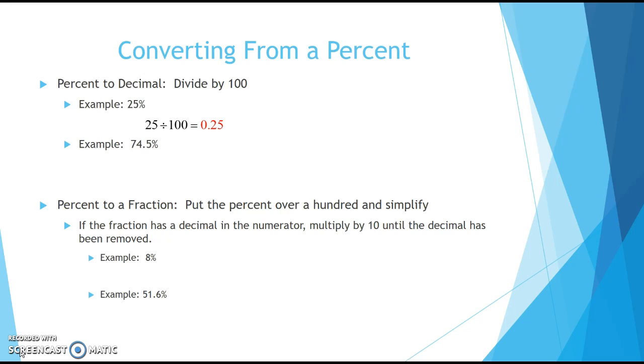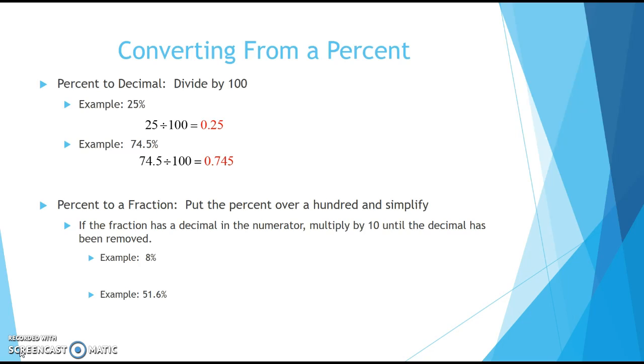74.5% or 74.5 parts per 100 divided by 100 means 0.745 or 745 thousandths. Now from a percent to a fraction, just put the percent over 100 and simplify. The only catch is if the fraction has a decimal in the numerator. Then we're going to have to multiply both the numerator and the denominator by 10 till the decimal has been removed. And I'll show you that example in the second one. But let's look at this first.